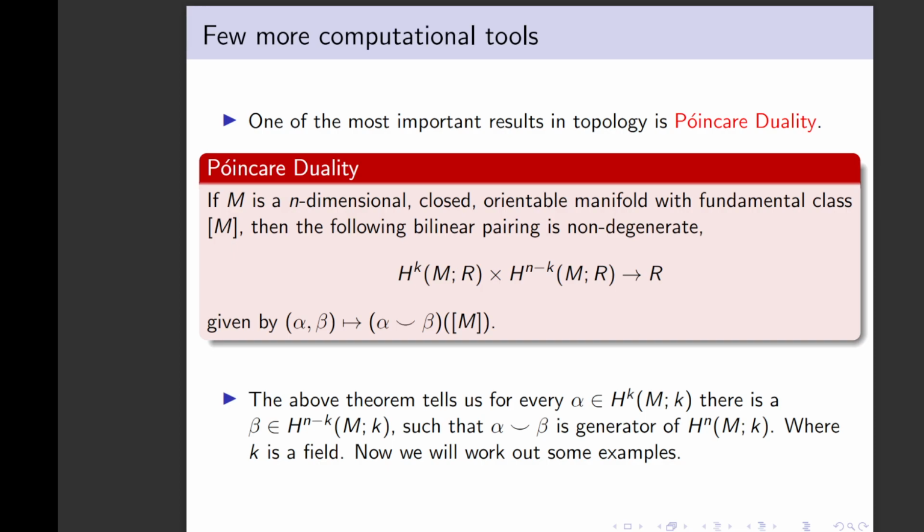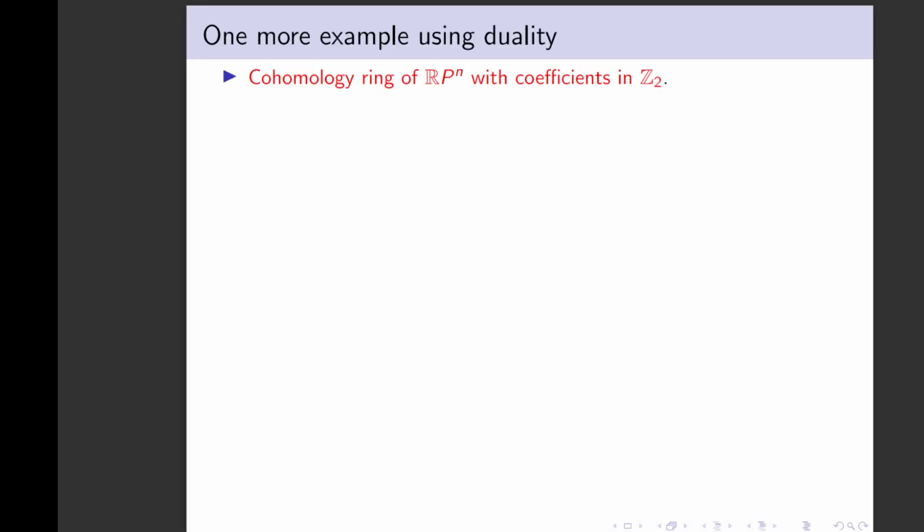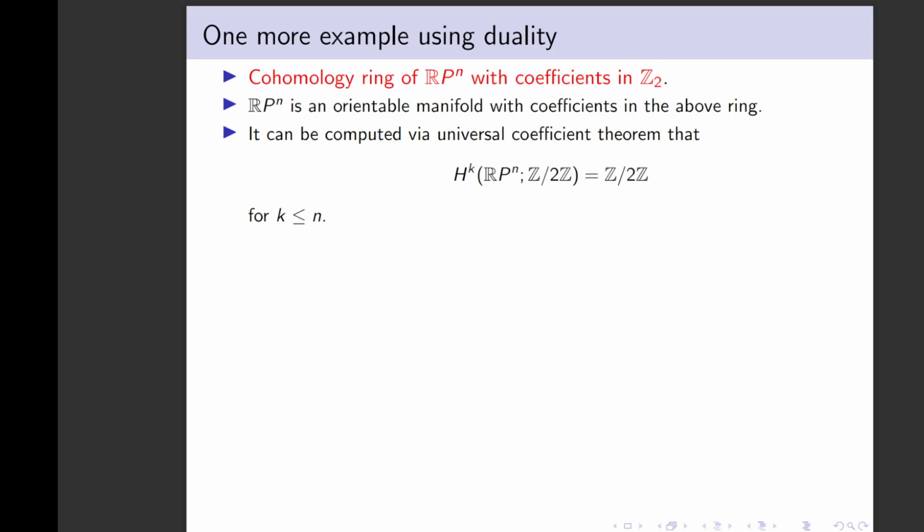So here I will just give the outline of the computation of the cohomology ring for RPN with coefficients in Z2. As I have already said, if we fix the base ring to be Z2, then every manifold is orientable. So we don't have to bother about the orientability of RPN. If the base ring was R, then RP2, for example, wouldn't be orientable. But if I take the coefficients in Z2, every manifold will be orientable. So RPN is orientable.